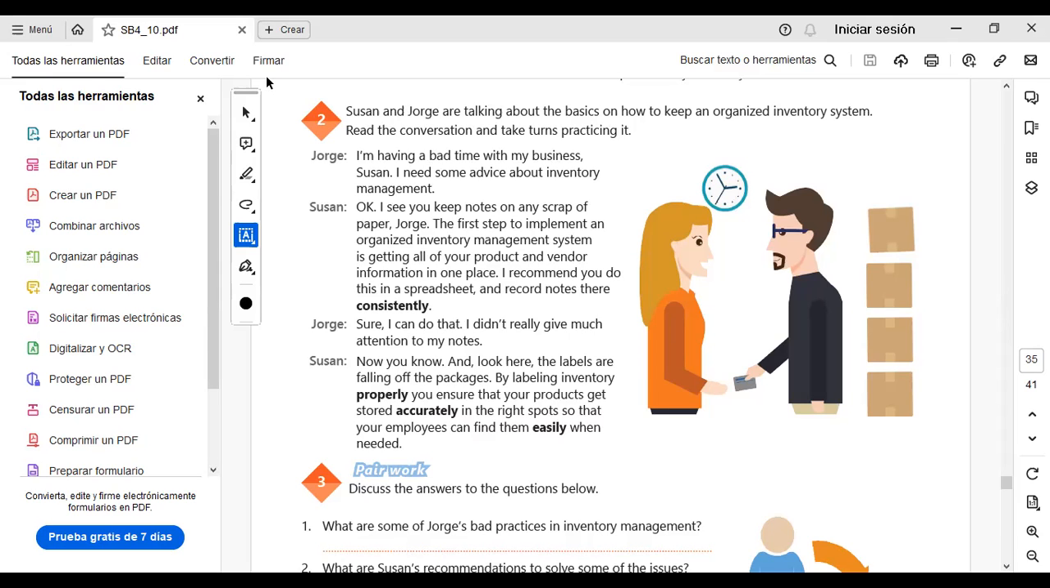Now you know. And look here, the labels are falling off the packages. By labeling inventory properly, you ensure that your products get stored accurately in the right spots so that your employees can find them easily when needed.